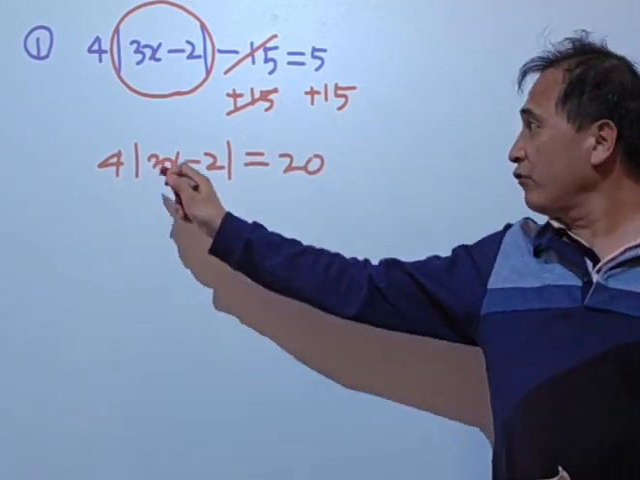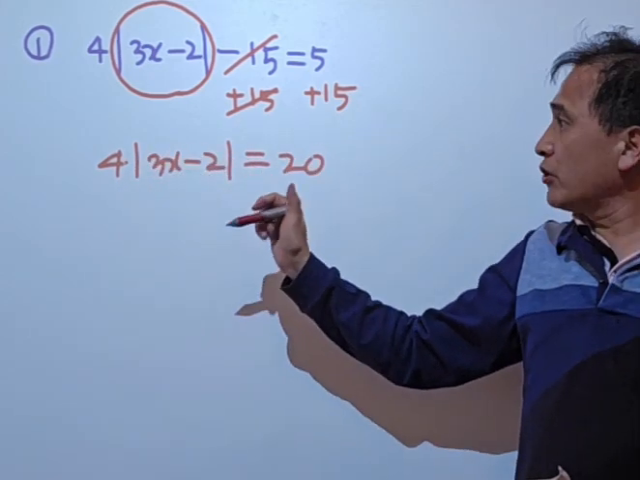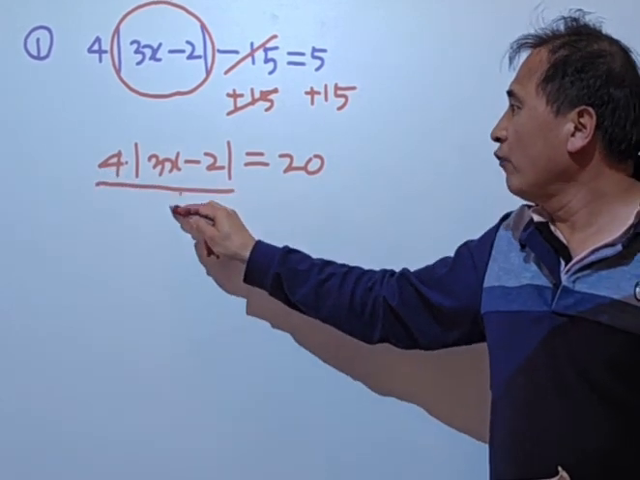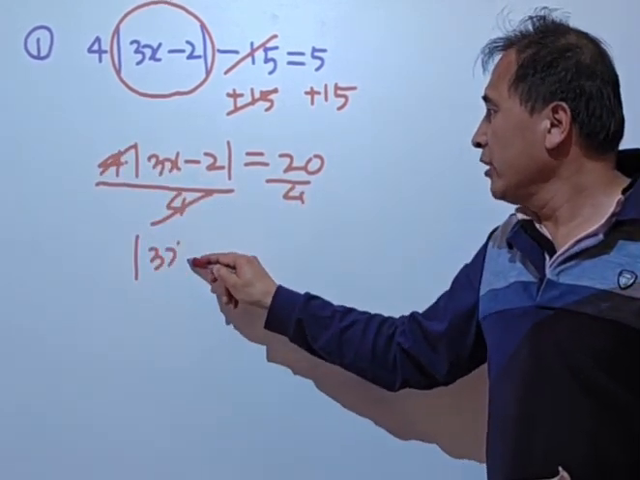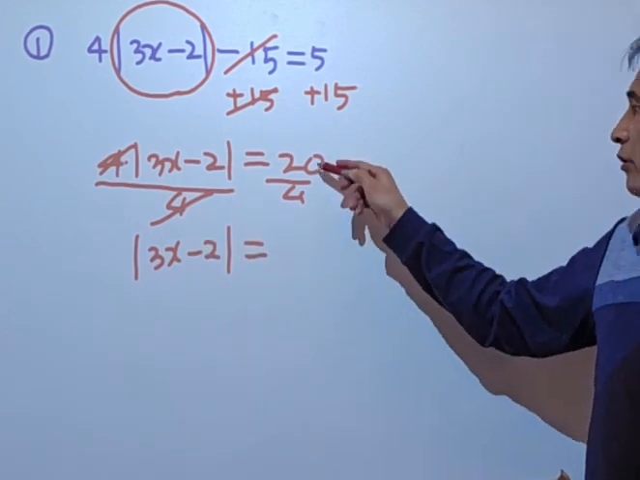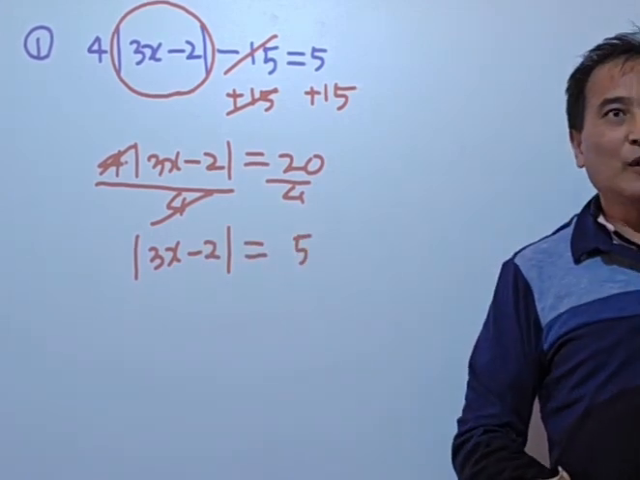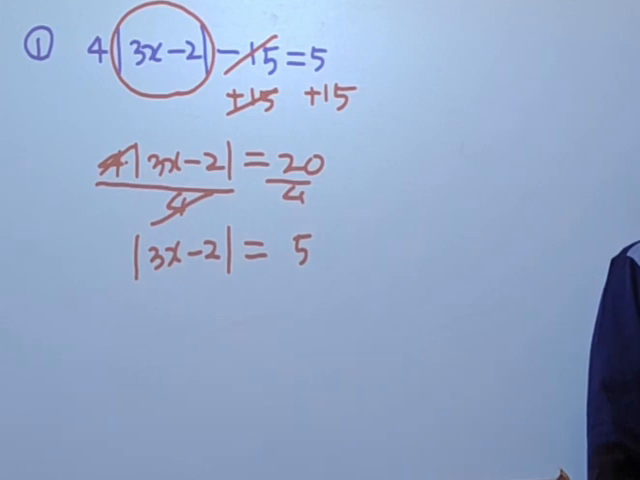Then to isolate this, it's 4 times that, right? So I'm going to divide by 4 on both sides. 4 divided by 4 cancels out. So absolute value of 3x minus 2 equals 5. Everybody got it up here? Okay, so I isolated the absolute value.